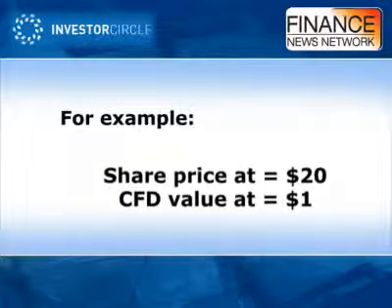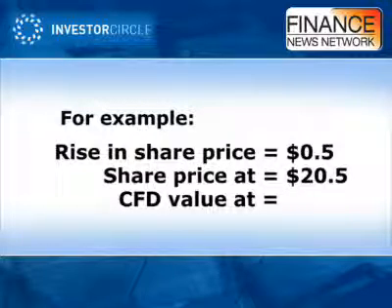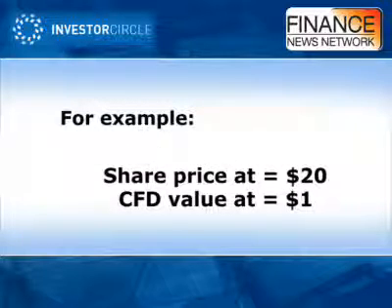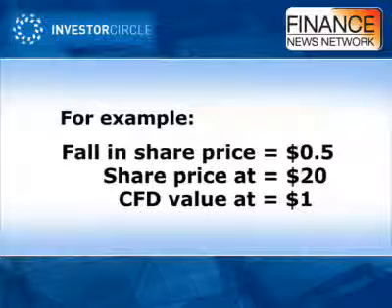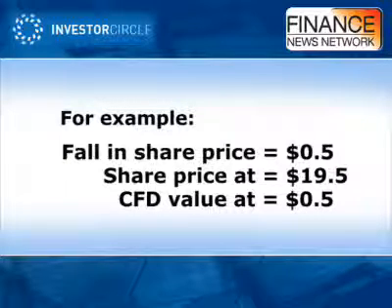If the share price rises by 50 cents, the value of the share goes to $20.50. However, the value of the CFD would increase to $1.50. On the other hand, if the share price falls by 50 cents, the value of the share price would go to $19.50, and therefore the value of the CFD would now fall from $1 to 50 cents. Therefore, for a fraction of the cost of a share, an investor can experience the full effect of a price change. In the example we have used, the share price moved just 2.5%, but this equated to a 50% change in the value of a CFD.